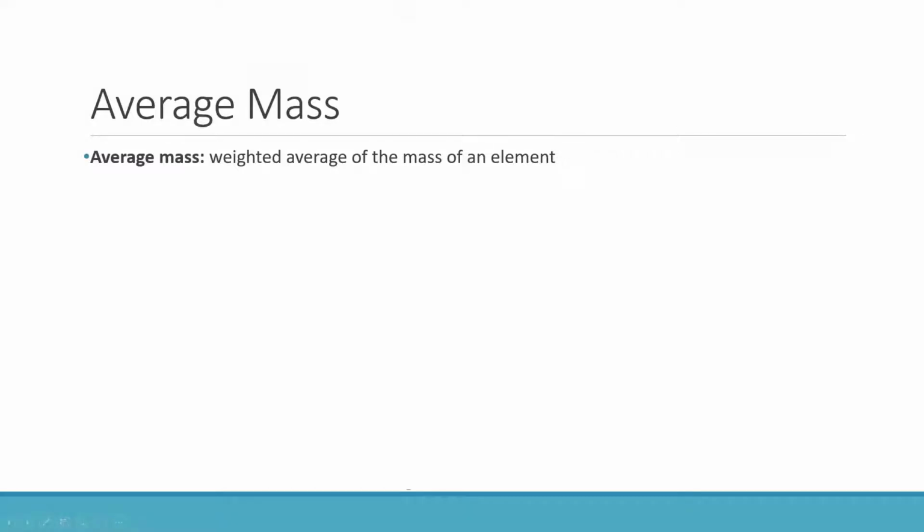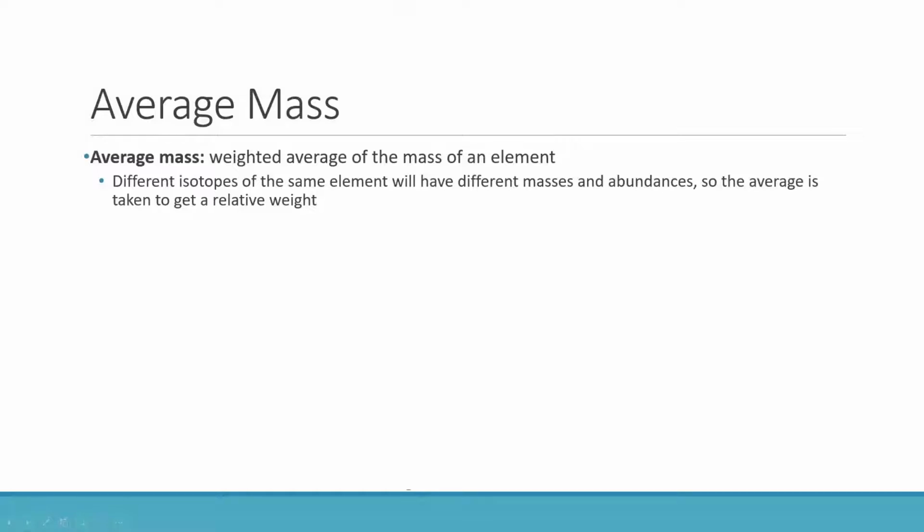And so the way that we calculate the average mass is by using the different masses and abundances of each isotope. Once again, remember, isotopes of the same element will have different masses since they have different amounts of neutrons, and they will exist in different abundances or different quantities.